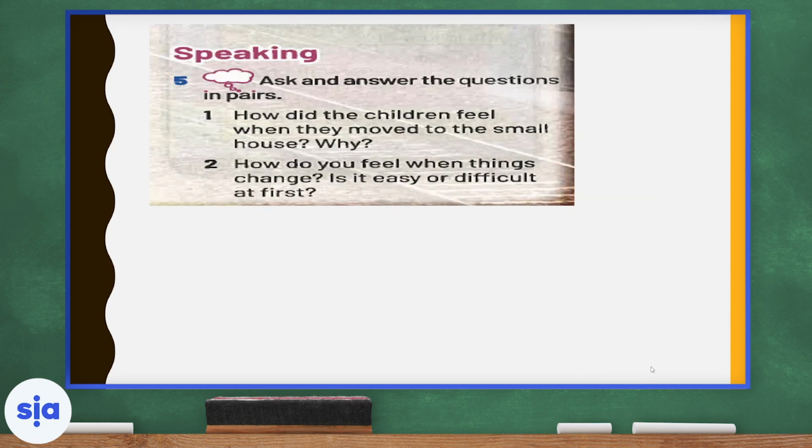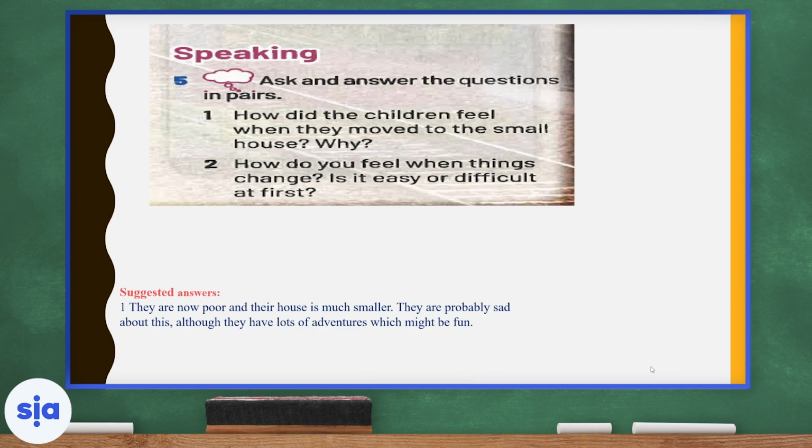Now let's move to the speaking section. Ask and answer the questions in pairs. So find a partner so that you can discuss those questions together. How did the children feel when they moved to the small house? Why? I want you to put yourself in their shoes and imagine what they felt when they moved to the small house and why they felt that way. Number 2, how do you feel when things change? Is it easy or difficult at first? Discuss your answers with your partner.